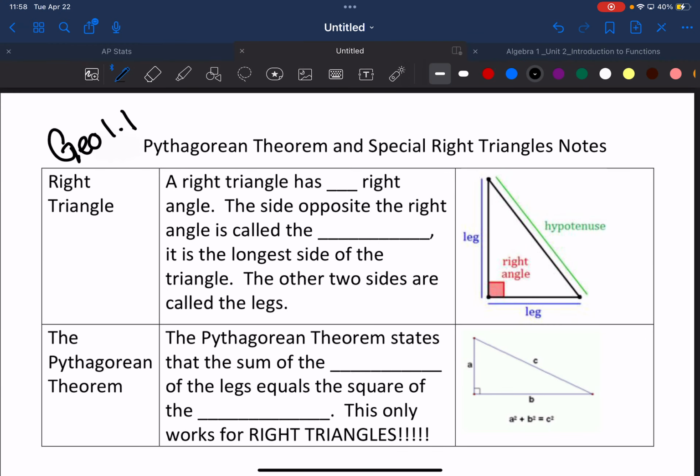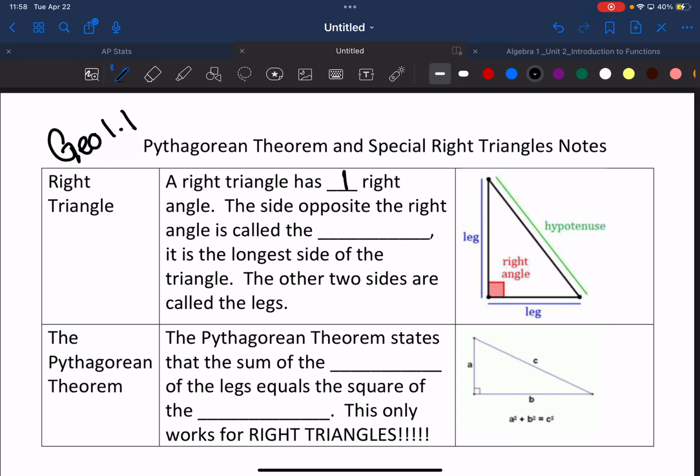Okay, so this is the first unit in geometry. It's over the Pythagorean Theorem and the special right triangles. So the first thing we're going to do is look at that first definition. It says a special right triangle has how many right angles? Anyone want to guess? One. It has one right angle.